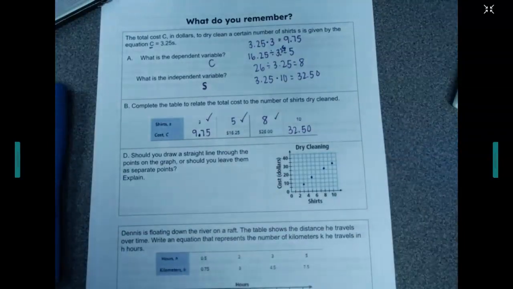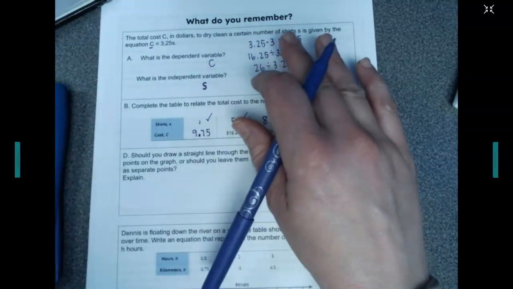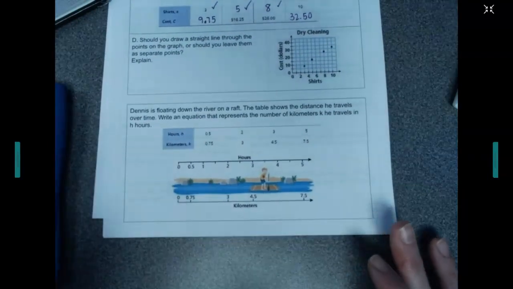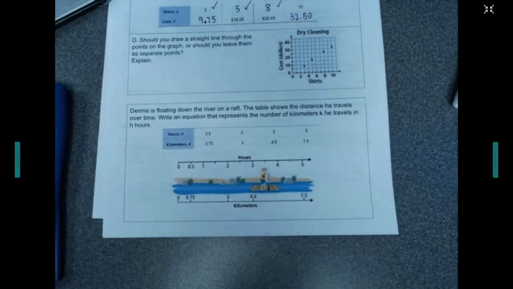Now, should you draw a straight line through the points on the graph, or should you leave them as separate points? We are talking about shirts in this equation, so we cannot have anything but a whole shirt, so we are not going to be drawing a line through it. And then our last one, it looks longer than it actually is. It's actually not too long.